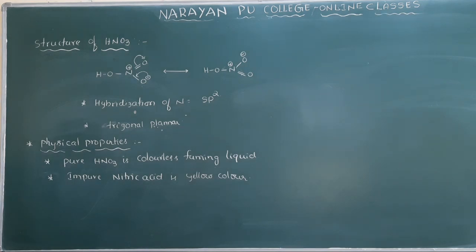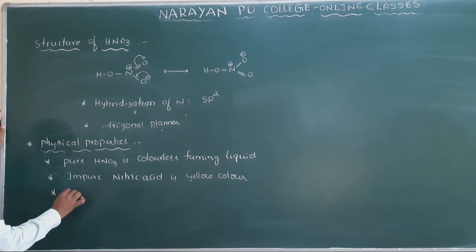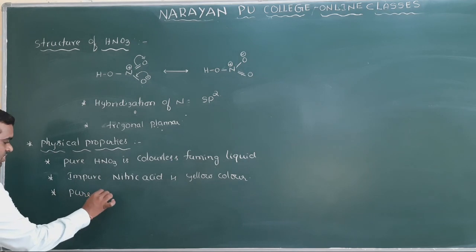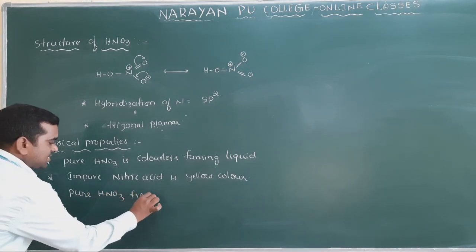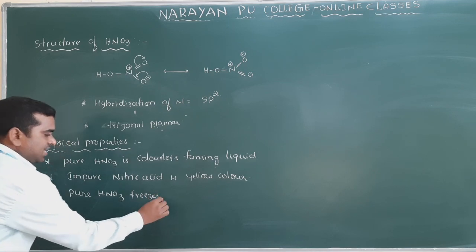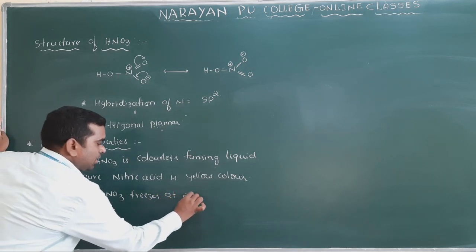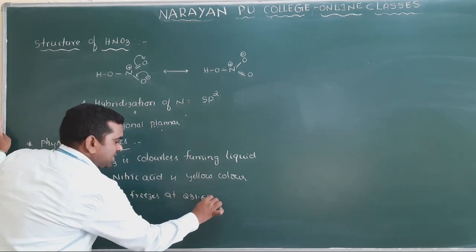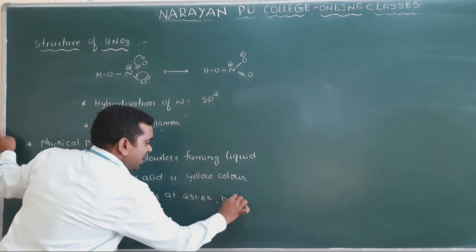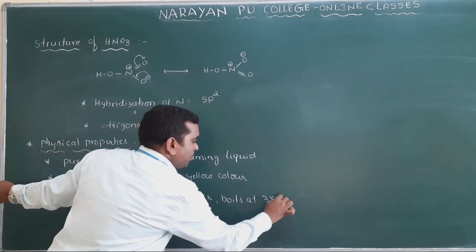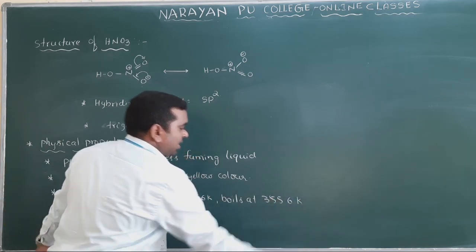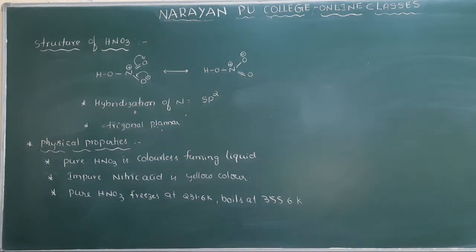And pure nitric acid, pure HNO3, freezes at 231.6 Kelvin, boils at 355.6 Kelvin. Clear? So these temperatures are the freezing point and boiling point of HNO3.